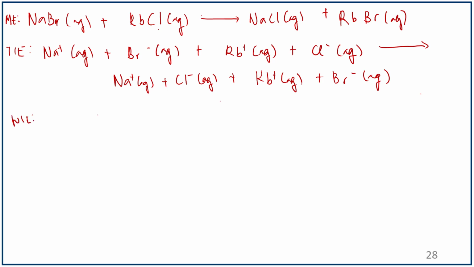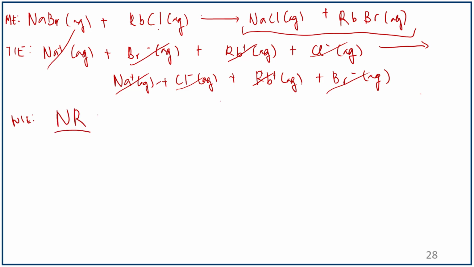Okay, so here sodium cancels out on both sides of the equation. So does bromide. So does rubidium, this is Rb. And so does chloride. So we're actually left with nothing. And note again that both of these salts that are formed are soluble in water. So for cases like this, there will be no reaction.